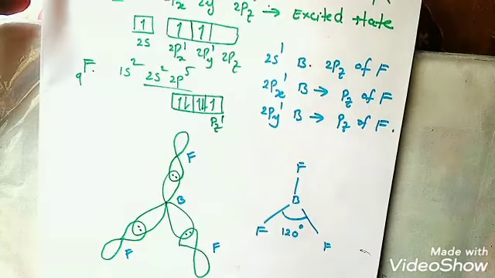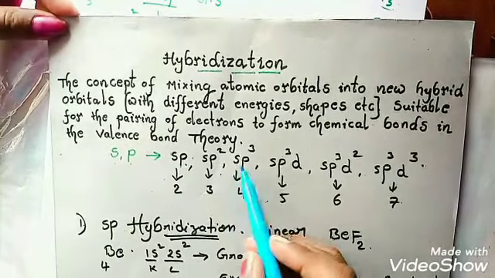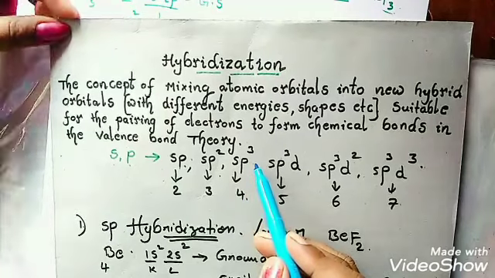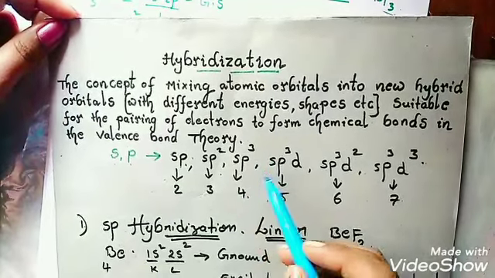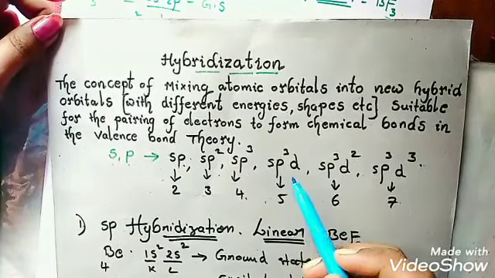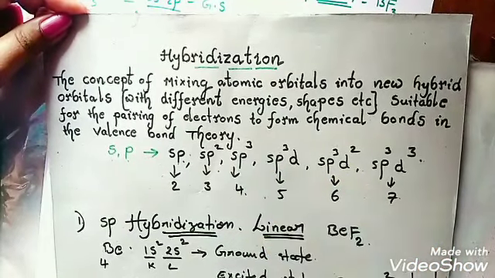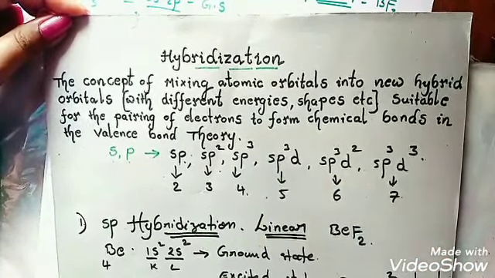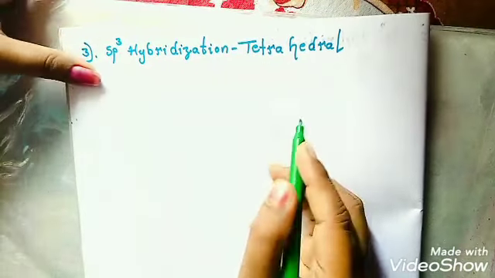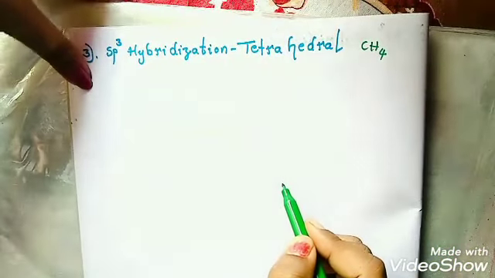Let's start the third one, sp3 hybridization. So finally 4 hybrid orbitals can be formed, students. In this sp3 hybridization, the structure is tetrahedral. So the structure is tetrahedral, so this sp3 is also called tetrahedral hybridization. The best example for this, students, is the methane molecule. The molecular formula is CH4.